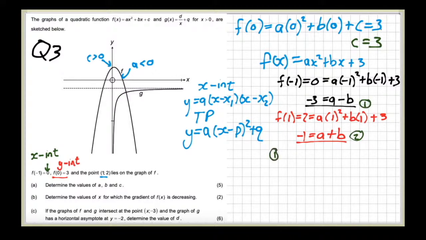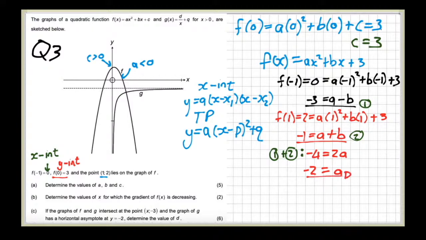If I take the first equation and I add the second one, adding on the left, I've got negative 3 plus negative 1, so it's negative 4. On the right, I've got a plus a, which is 2a, and negative b plus b, which is 0. Oh, brilliant! The b's just went poof, gone. So in other words, a is equal to negative 2, I mean. Let's just quickly backtrack.